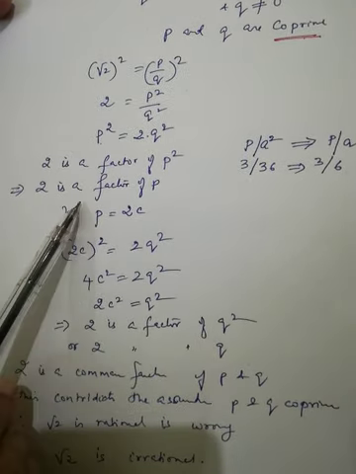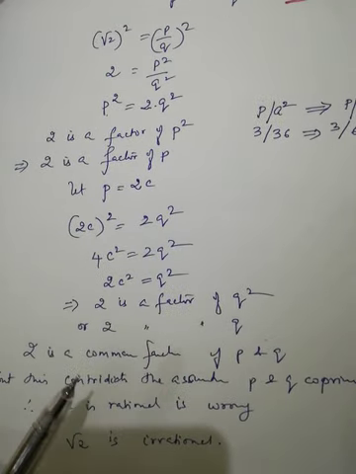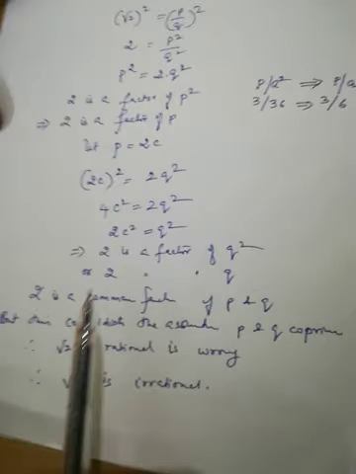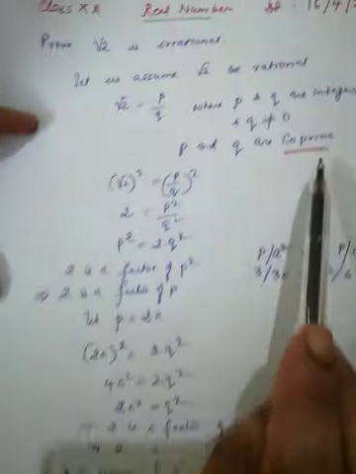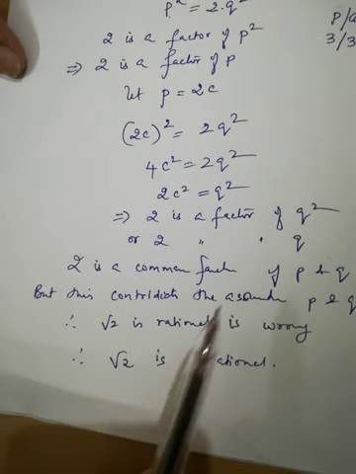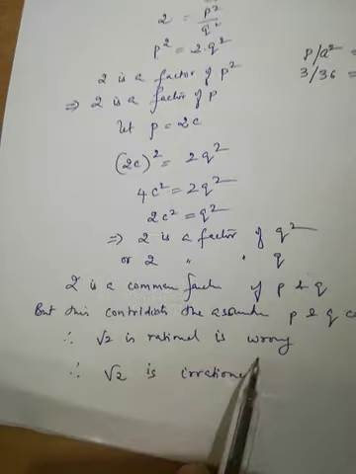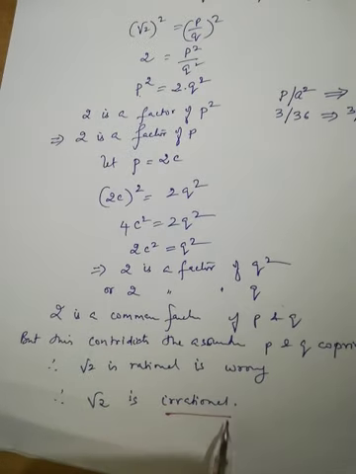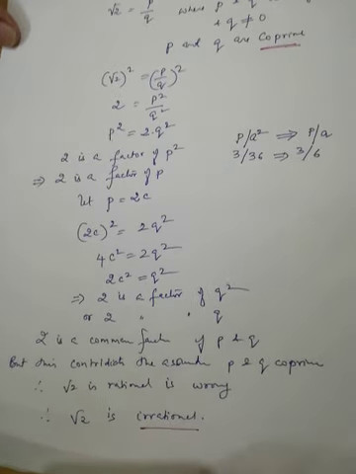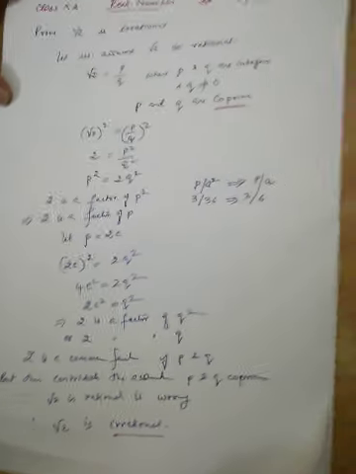2 is a factor of p, 2 is a factor of q, implies that 2 is a common factor of p and q. This contradicts the statement that p and q are co-prime. Therefore, root 2 is rational, which we have assumed, is wrong. Therefore, root 2 has to be an irrational number. This is the way to prove root 2 is irrational. Okay, so very important. Now let me take another question which is of different form.